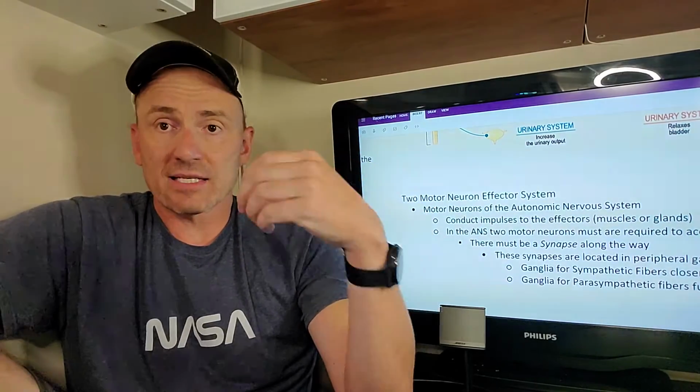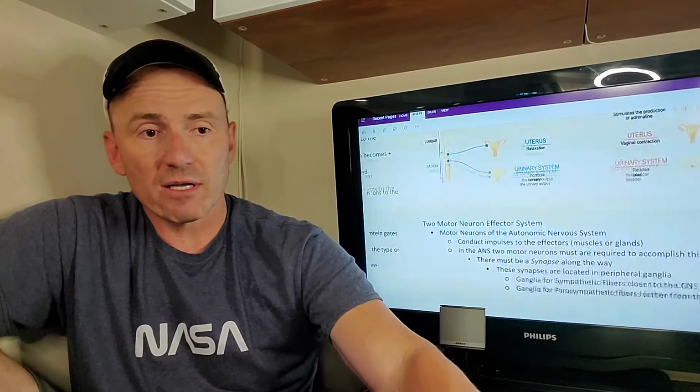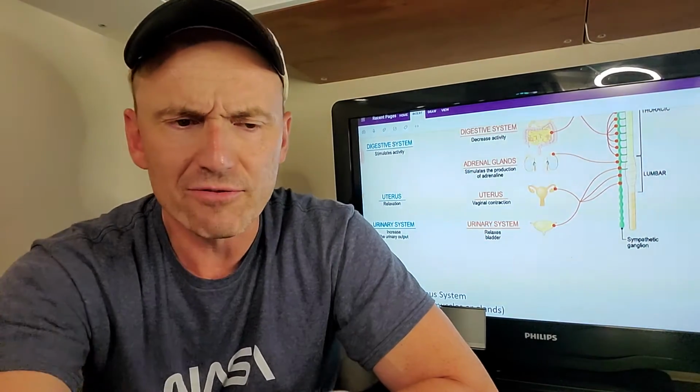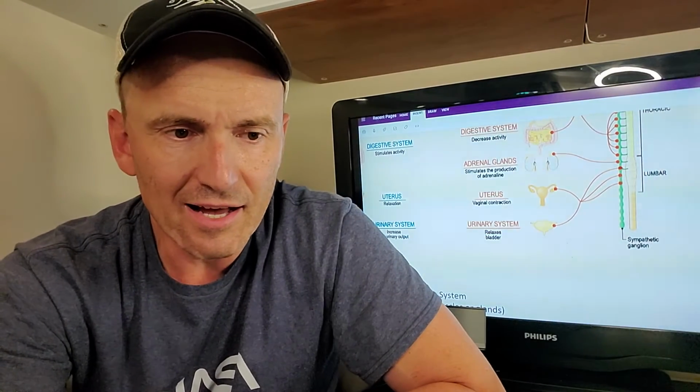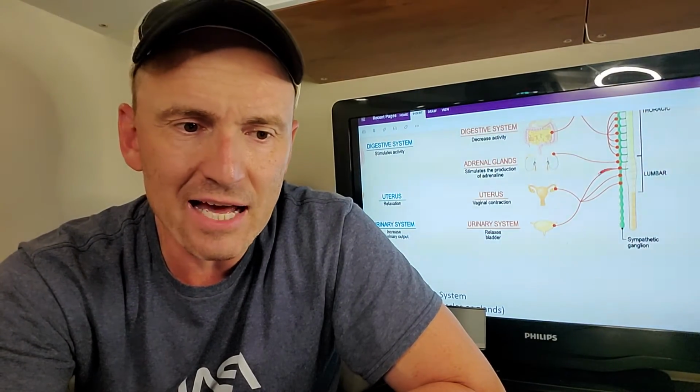For the autonomic nervous system, there is something called the two motor neuron effect, and there are these things called ganglia. Basically, from that part in the spinal cord, it's not one motor neuron that heads here for the urinary system to relax the bladder. So if you're in fight or flight, you're going to pee yourself. There's not one, it has to stop at a ganglia. There's a synapse there, and then it continues on with another.